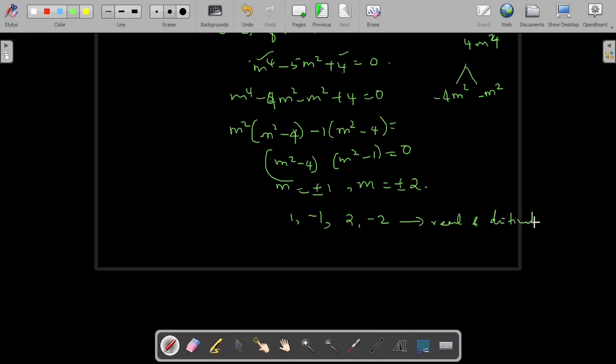So how to write the complementary function? Yc equal to c1 e power x plus c2 e power minus x plus c3 e power 2x plus c4 e power minus 2x. This is the solution of the given differential equation.